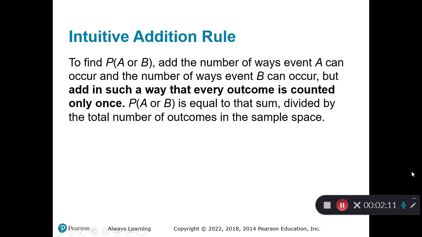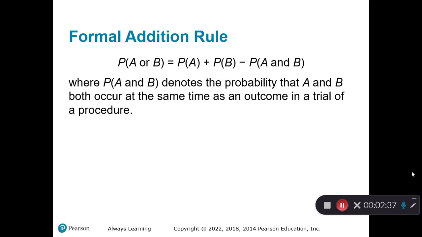To find the probability of A or B, we're going to add the number of ways that event A can occur to the number of ways that event B can occur, but we're going to do so in such a way that each outcome is counted only once. We want to make sure that we're not counting any outcomes multiple times. Therefore, the probability of A or B is equal to that sum divided by the total number of outcomes in the sample space.